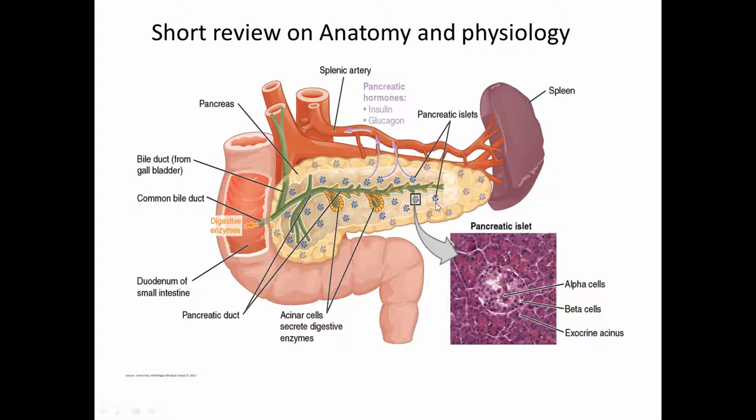This is the common bile duct, and the portion where it joins the duodenum is called the sphincter of Oddi. These are the acinar cells, and these islets, the ones in blue color, are pancreatic islets, which are also known as islets of Langerhans. As we go further, we will be discussing the acinar cells and Langerhans cells.